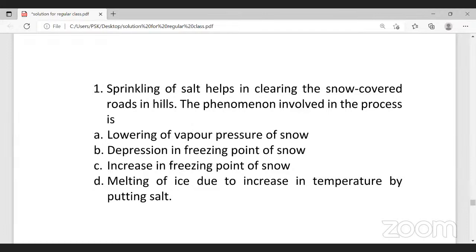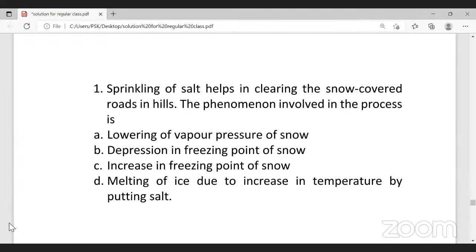Just now we learned that sprinkling of salt helps in clearing the snow-covered roads in hills. The phenomenon involved in the process is lowering of vapor pressure of snow, depression in freezing point of snow, increase in the freezing point of snow, or melting of ice due to the increase in temperature. Just now we learned, when you sprinkle sodium chloride or calcium chloride, what happens? There will be a decrease in the freezing point, therefore ice will not be formed.